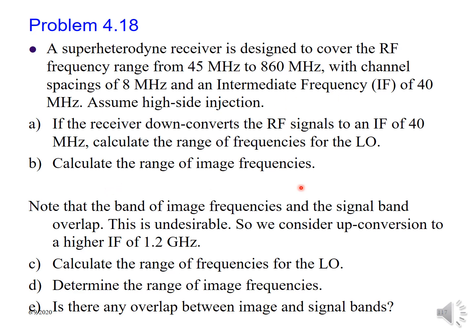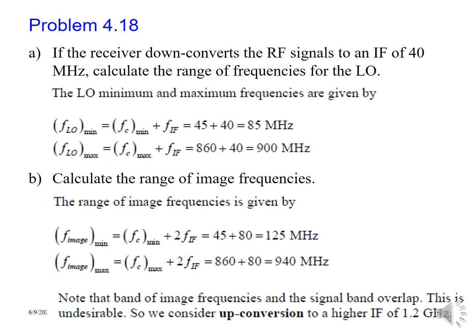Later, if we do these two exercises, we will note that the image frequency will overlap with the signal from 45 to 860. So this cannot be acceptable. So we want to test a 1.2 gigahertz IF, which is very high. Now we want to do the next one. Just like this one, we have to calculate the LO, then find the image, and check whether the image overlaps the signal band. Inshallah, very easy.